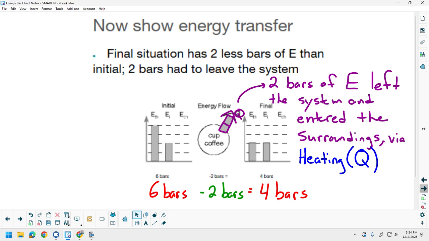Well, where does that energy go? Again, if the system loses energy, then the energy has to leave that system and go off into the surroundings. And so you notice here in the center of the diagram, we have 2 bars of energy with an arrow leaving the system. And next to it, we have the letter Q. 2 bars of energy left the system and entered the surroundings via heating. That Q is the shorthand notation, the symbol that represents the process of heating.